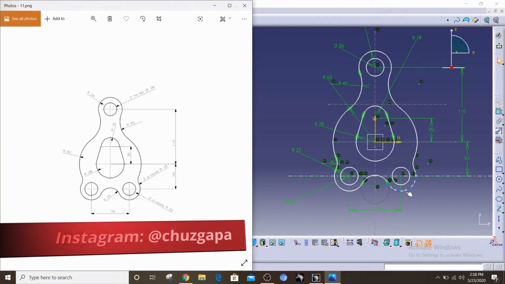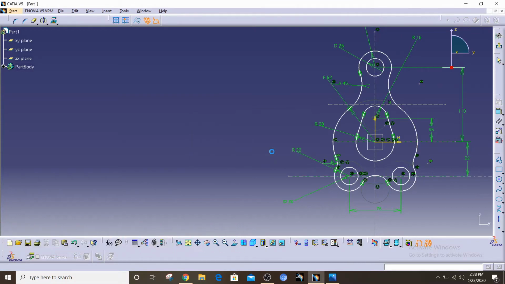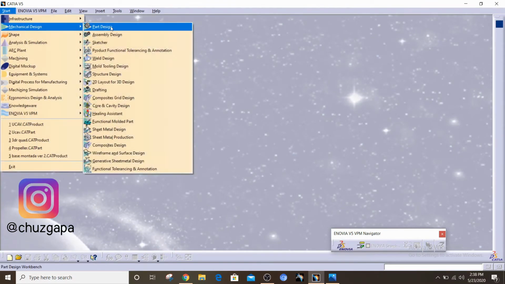So with that out of the way, we're gonna hop right into it. I'm gonna first of all start a new project file. Sorry, my computer's taking a while. So yeah, mechanical design, part design.